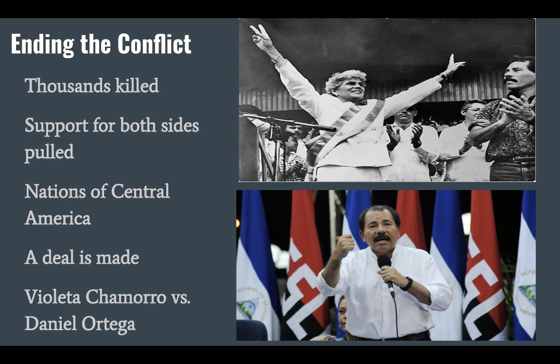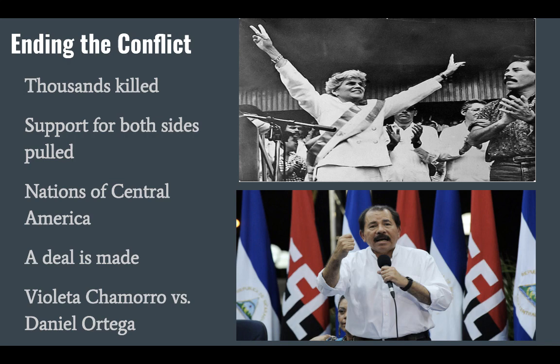Thousands of people, actually tens of thousands, are killed until finally, especially with the fall of the Soviet Union, support for both sides is pulled, and outside nations of Central America come in to broker a peace. And in 1989, a deal is made. The two sides come together, and they actually decide to hold elections. On the bottom is Daniel Ortega, who had been the leader of the Sandinistas really since 1983 and was actually the president of Nicaragua.